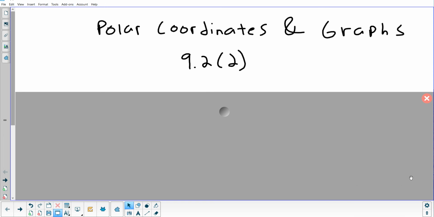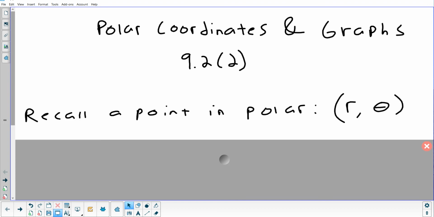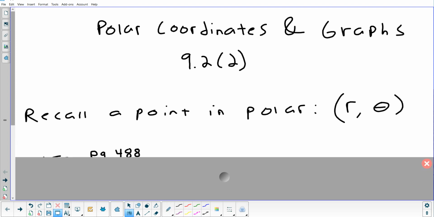All right, so last section we're going to look at for the parametric and polar stuff is the last half of 9.2. And remember that when you graph a point in polar, the two values that they give you are the r value and the theta value. R, comma, theta. What we're going to do now is look at more than just graphing a point. We're going to graph a collection of points now. So what we're going to do now is we're going to sketch a whole graph.